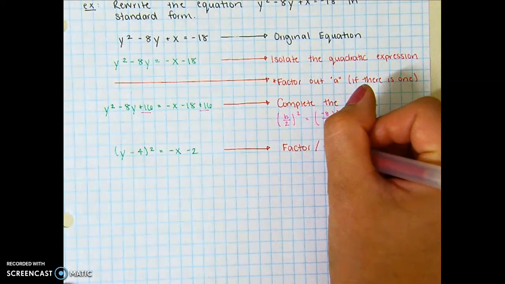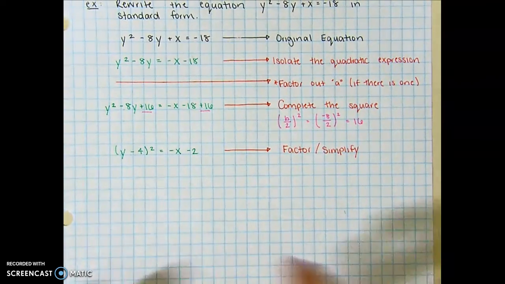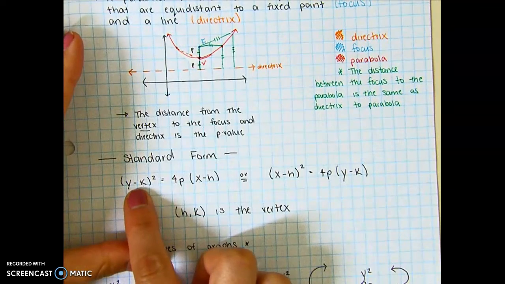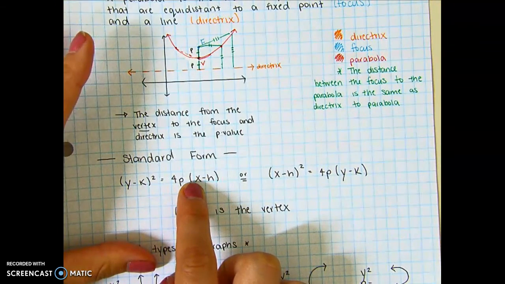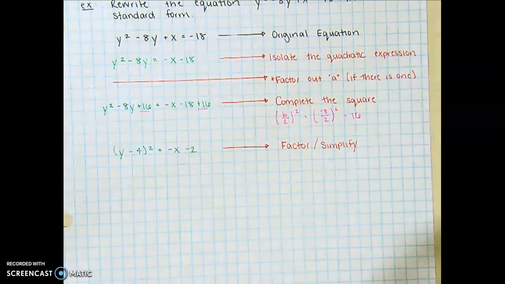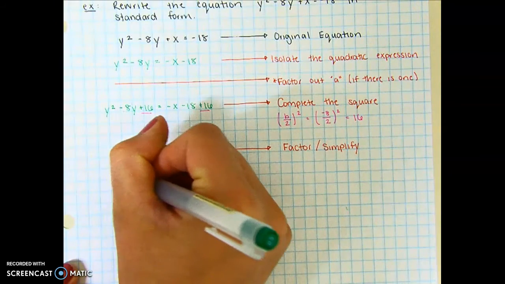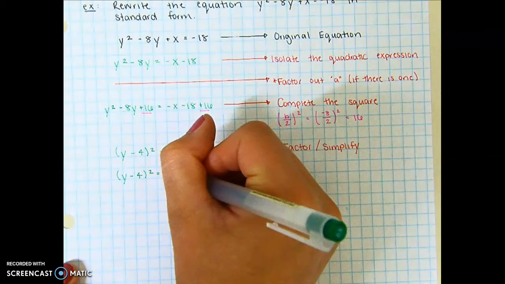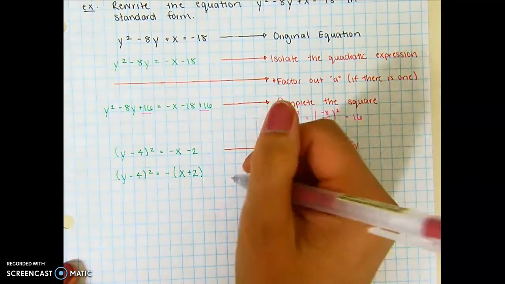So factor the left side, the quadratic, and then simplify. Okay, now this isn't quite the right form, right? We have something being squared, but this should be in parentheses if there's anything being multiplied by that x or y value. So here, because we have a negative 1, we want to factor that out. So our final answer will be (y minus 4) squared equals negative (x plus 2). And now it's in standard form.